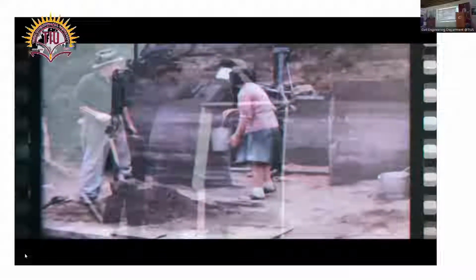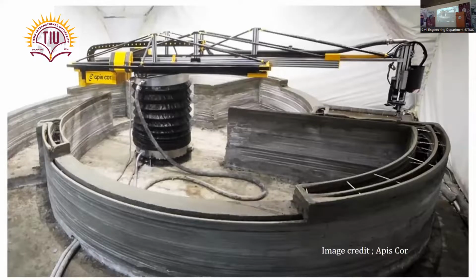Then Apis Cor and other companies came into the picture. They also claim that they can print an entire house in one day. So you can see they have a more advanced machine. Nowadays, when we talk about concrete printing, though the principle remains the same, we have advanced more in terms of the machine, with more degrees of freedom.